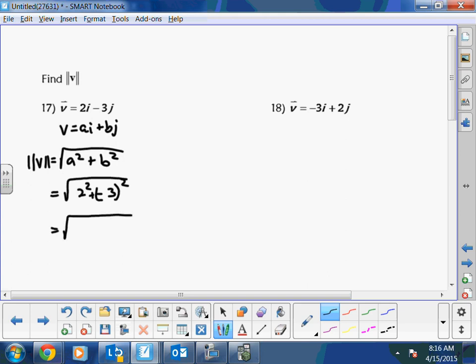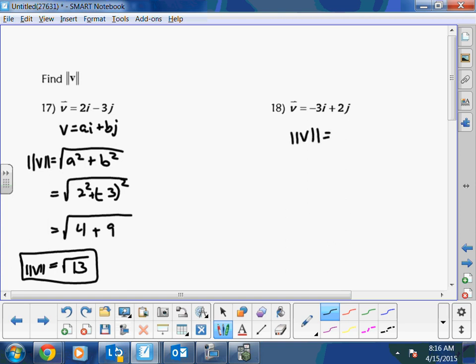Which means that you should not trust your calculator. You've got to put this in parentheses. I'm still noticing some people not doing that. This is magnitude V. And the only reason that's the answer is because you can't simplify it anymore. It's done already. So we're going to do the same thing here.